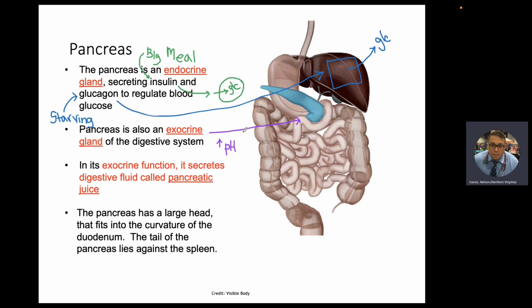Another thing in the pancreatic juice, and I'm writing it all in purple, is pancreatic lipase that will break down lipids. You also have pancreatic proteinase, which is going to also break down further proteins. And you have pancreatic amylase, which breaks down starches or carbohydrates.